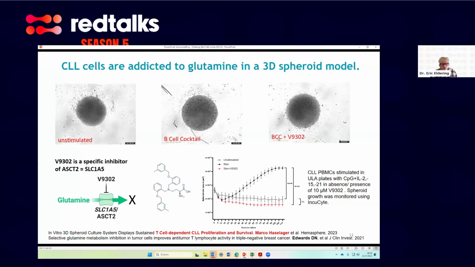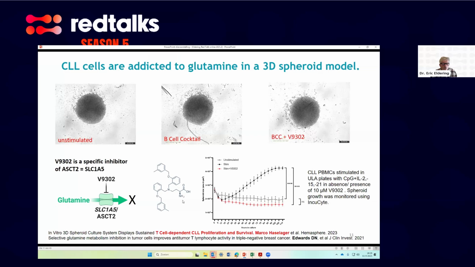If we now look on the right, and I start the movie there, these are the growing or proliferating CLL cells, but now in the presence of a compound called V9302. And that is a specific inhibitor of this importer of glutamine. So now the import of glutamine is blocked, and this has immediate effect on the CLL cells, because the growth is really prevented in this system.